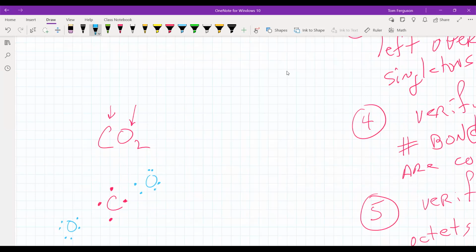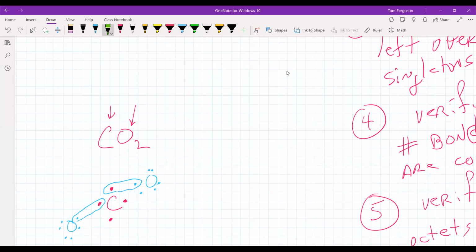Okay, so that's step 1. Step 2 is we connect the singletons together. Okay, the next step is, are there any singletons left unbonded? Yes, there are. Remember, free radicals. We've got to bond them up so they're more stable now.